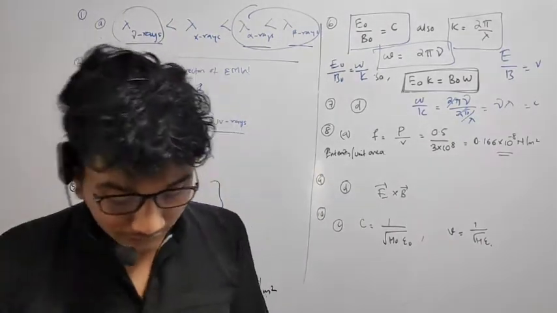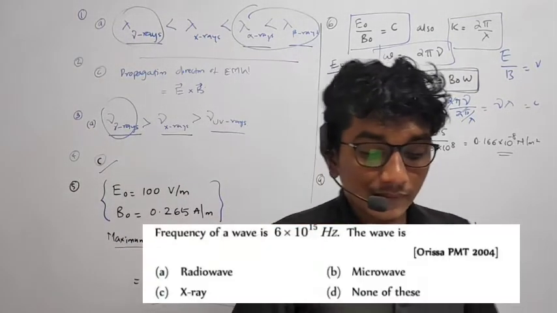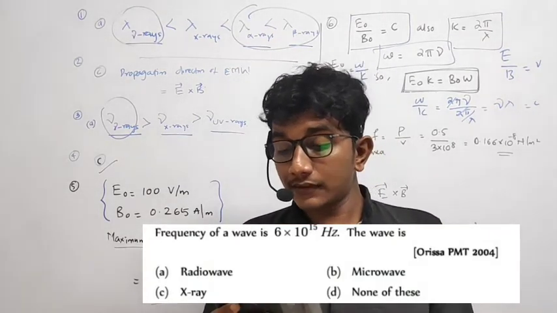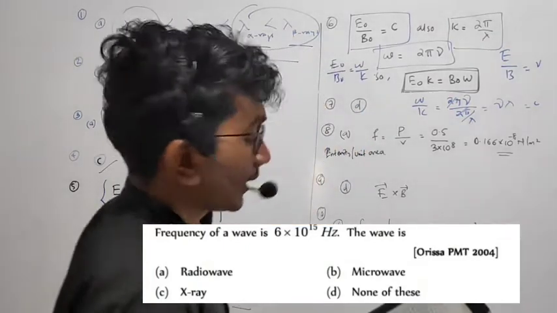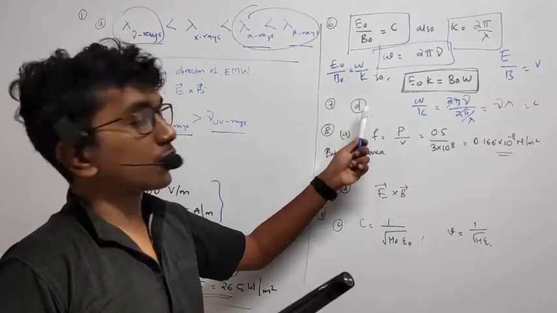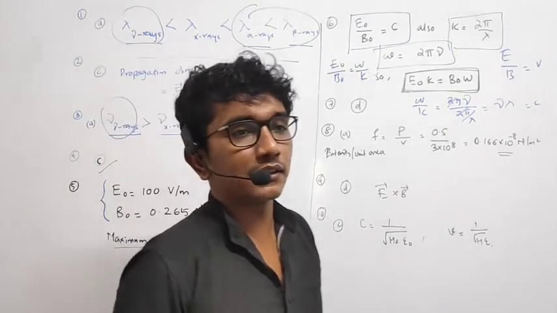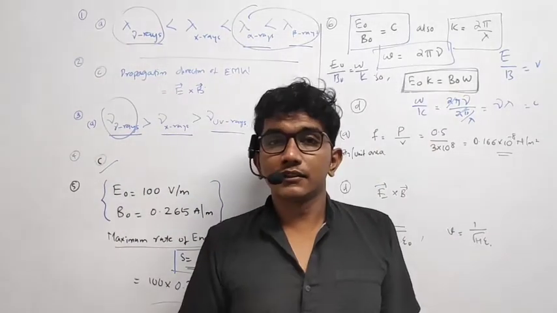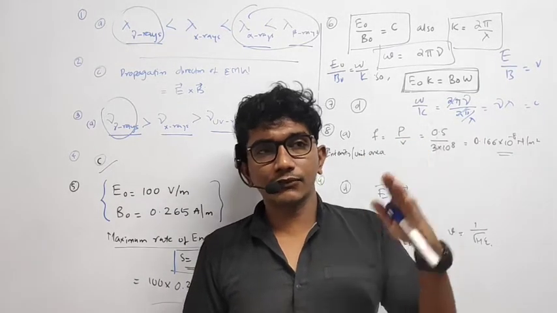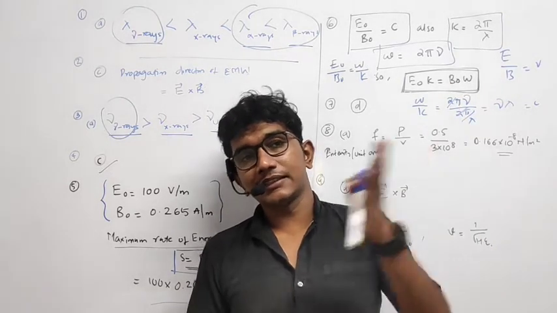Okay. So the question number 7. The frequency of a wave is 6 into 10 to the power 15 hertz. The wave is, okay, what is the answer? Answer is nothing but none of the above. So this is not included. If you have read the thing that is electromagnetic spectra, then you would get it. It's pretty easy. So you have to read it again and again. Then you have to get an idea about which wave is in which frequency range, like that.